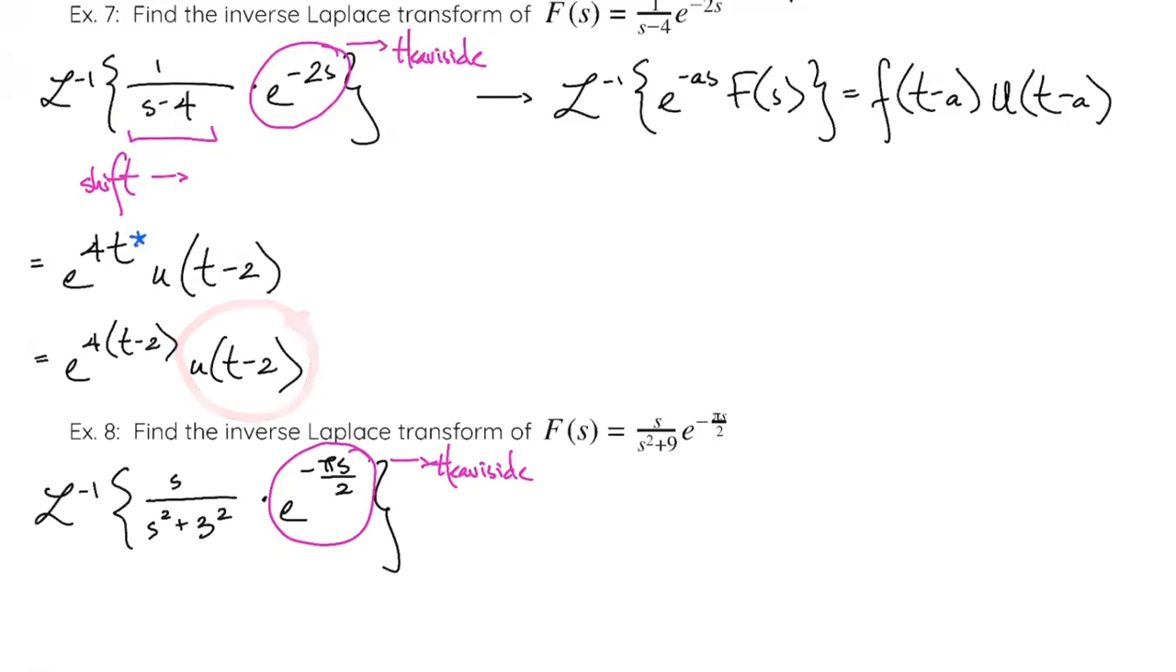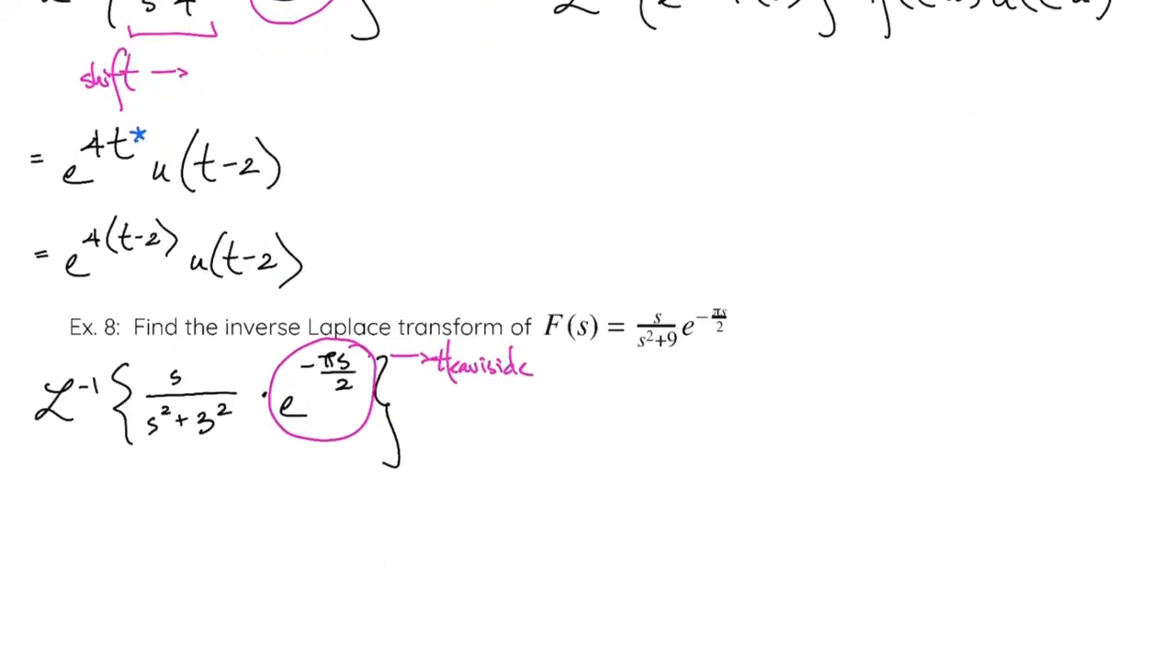And all that means is we're going to have some u of t shifted over a certain value. Okay. And in this case, in the previous example, t started at 2. But in this case, t is going to start at pi over 2. Okay. And so if we think about what we have, let's look at which line corresponds to s over s squared plus 3 squared. I believe it's going to be line number 8, right? This is going to be line number 8, and a is going to equal 3.